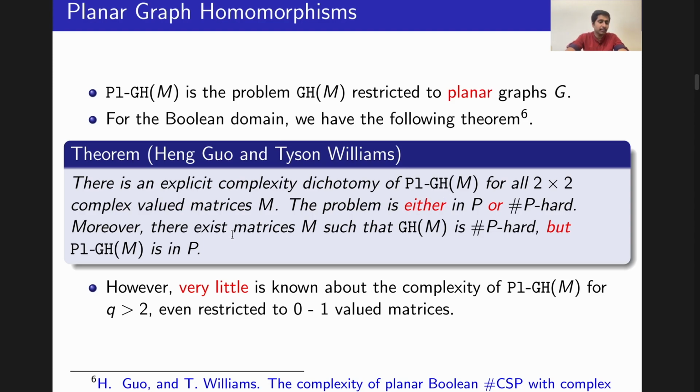Moreover, what is interesting is that we also know that there exist matrices M such that GH of M is #P-hard, but planar GH of M is polynomially tractable. In other words, there exist matrices M such that the unrestricted graph homomorphism problem GH of M is #P-hard, but when we restrict the input graphs to be planar, then the problem ends up becoming tractable. Therefore, this dichotomy we know for the planar graph homomorphism problem is not trivially the same as the dichotomy we have for GH of M.